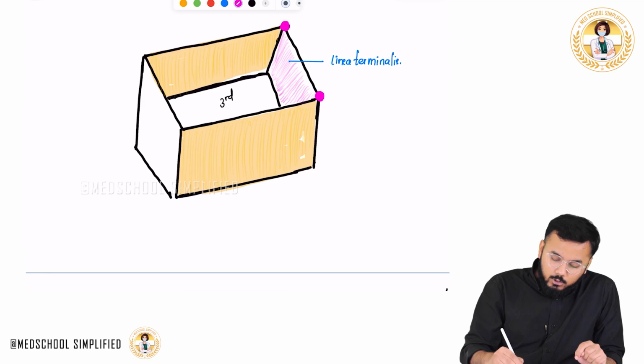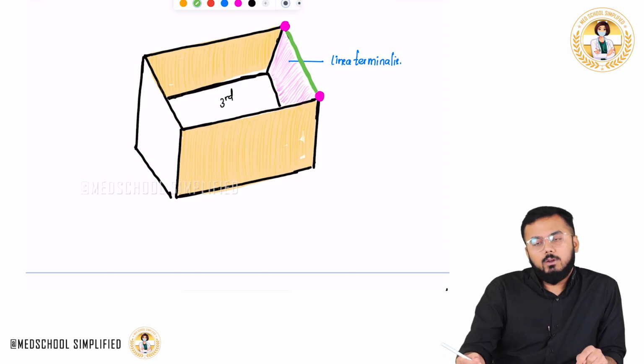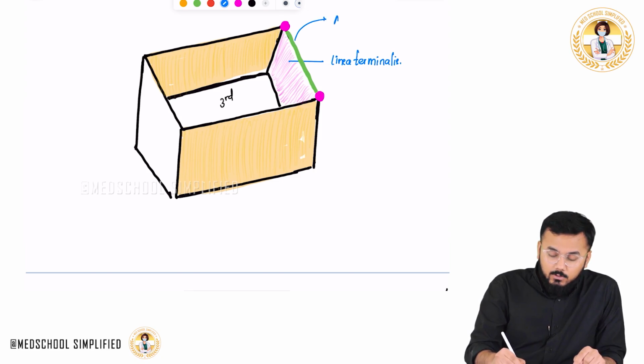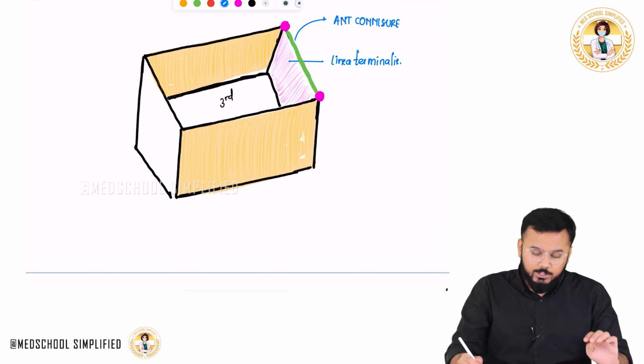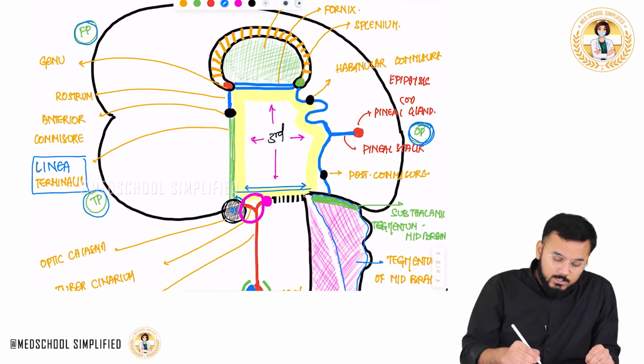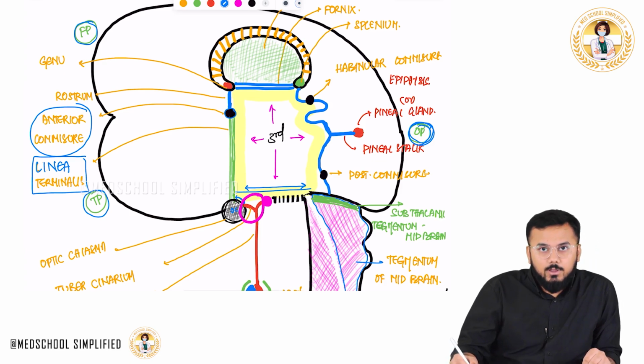Now after this linea terminalis, what is this structure? You see we have two nuclei. In between the two nuclei, I am drawing a green color line like this. This green line which I am drawing in between the two nuclei will represent your anterior commissure. Now in this picture, where is the anterior commissure? See here, this black one is your anterior commissure.